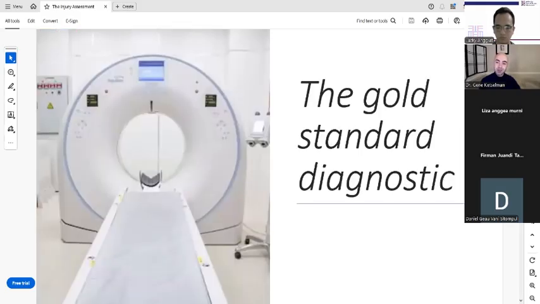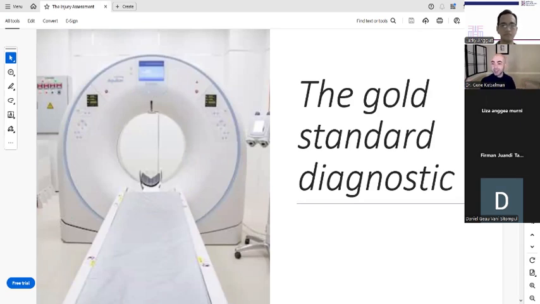To understand this, let's take a look at what the gold standard diagnostic approach currently is in our world. That would be things like imaging, right? X-rays, MRIs, CAT scans, things like that. We would normally think, well, that's the way that we diagnose pain, right?